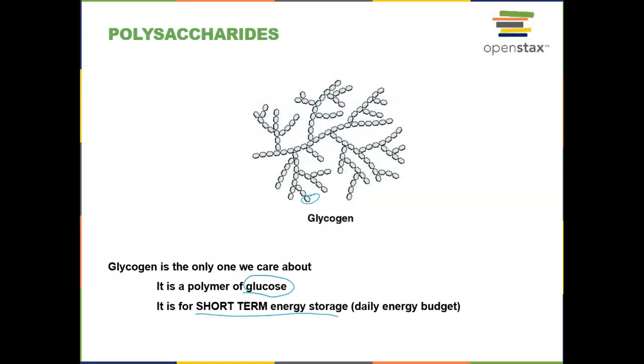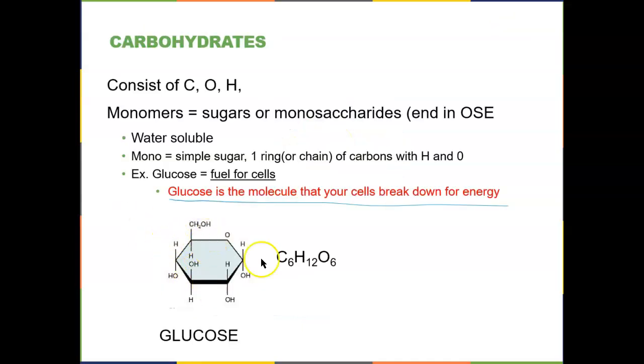So the way I like to think of it is your daily energy budget. It's the extra glucose that your body's not using at the moment. This is what is stored in your liver and muscles to fuel your energy needs throughout the day. So you would then want to be able to identify something that looks like this as glycogen, and something that looks like this as glucose, and then know the functions of both glucose and glycogen.